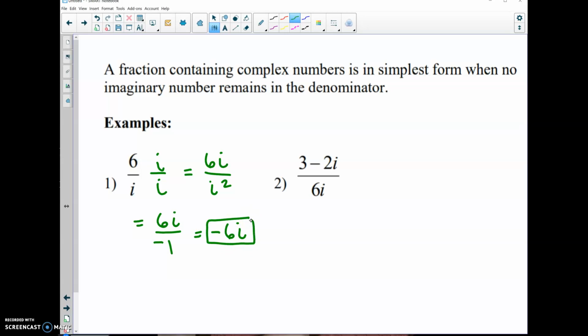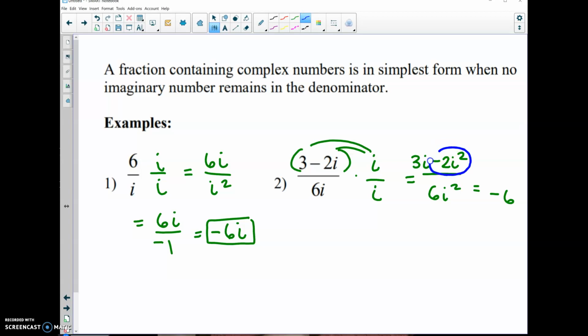Number 2. 6 is not under the square root sign. 6 is by itself. i is the square root of -1. So in order to get rid of the i in the denominator, we're multiplying top and bottom by i. We're going to need to distribute, so let's put parentheses around the numerator. Our denominator is 6i squared, which simplifies to -6. Our numerator, we need to distribute i to both pieces. So we have 3i minus 2i squared. Whenever we see i squared, we need to change it to a -1. So that's going to be a +2.